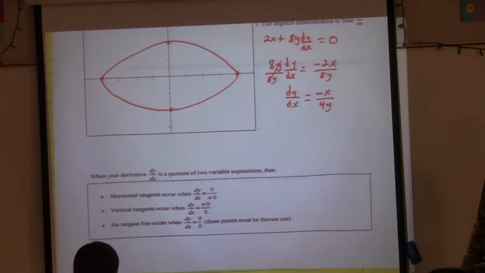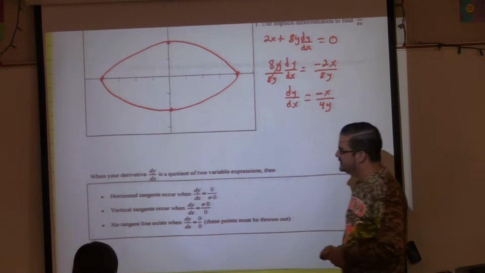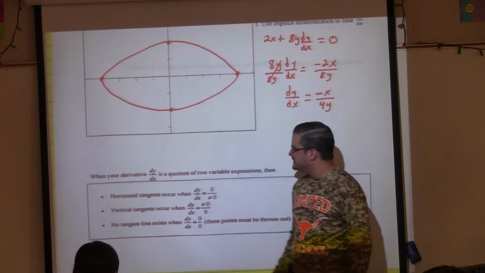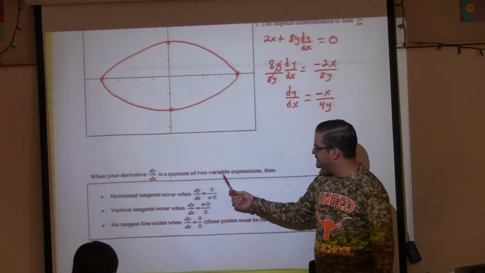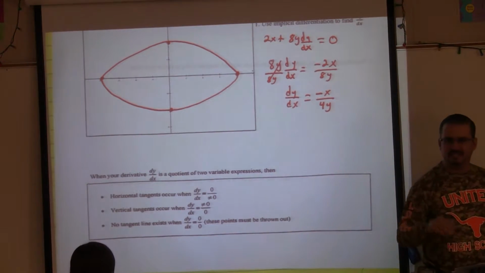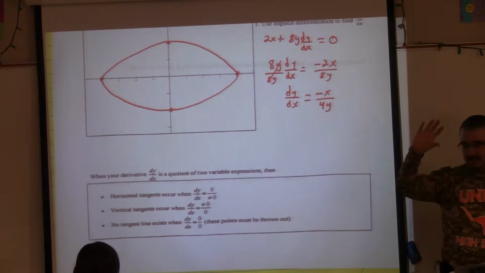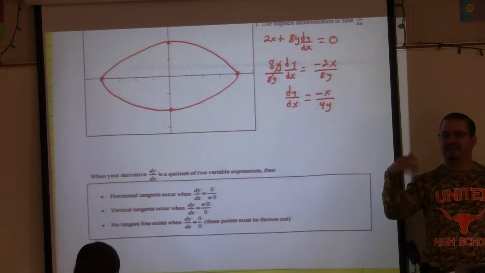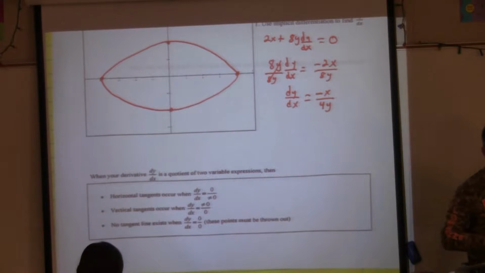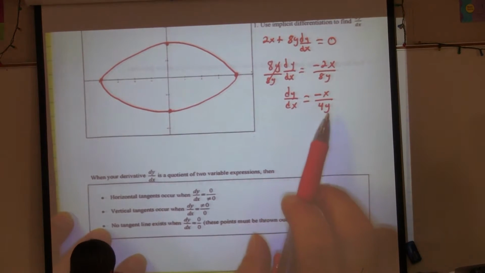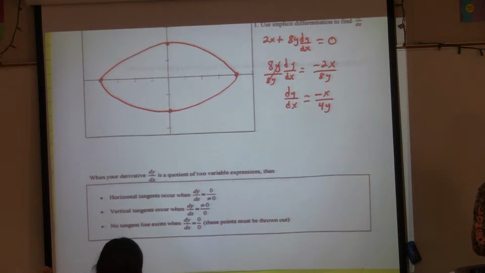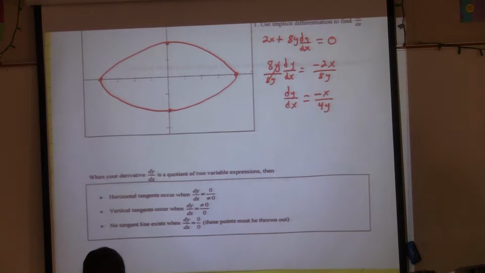The second thing we need to talk about, or we've already talked about, was finding the points where we have particular slopes. So where would I have a horizontal tangent? Again, this is only if my derivative is a quotient of two variable expressions, meaning it's a fraction, and the numerator and the denominator both have variables in them. Like this one does, then all of these things are true.